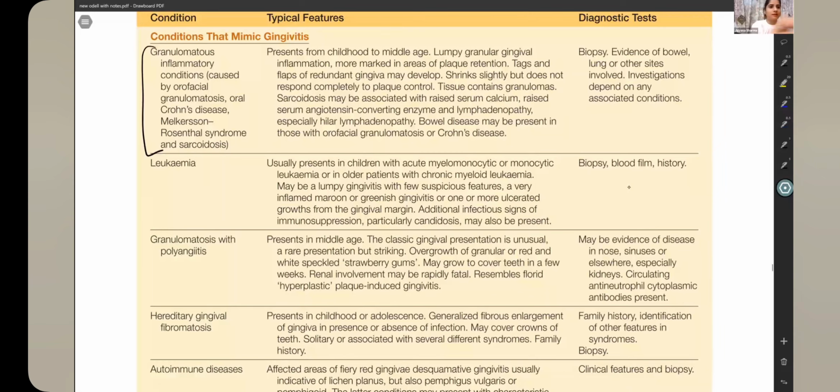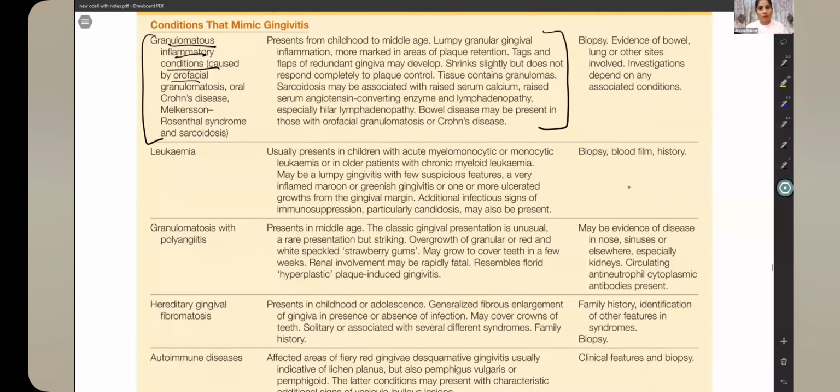So one is a granulomatous inflammatory condition, which can include orofacial granulomatosis, oral Crohn's disease, Melkersson-Rosenthal syndrome, and sarcoidosis. You don't really have to learn all the clinical features of these systemic diseases, but must know that they present themselves as periodontal involvement. They can have soft tissue involvement and bony involvement as well.